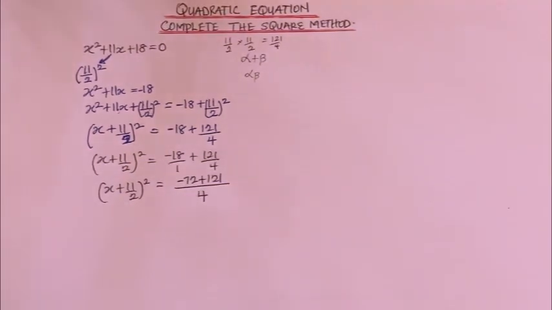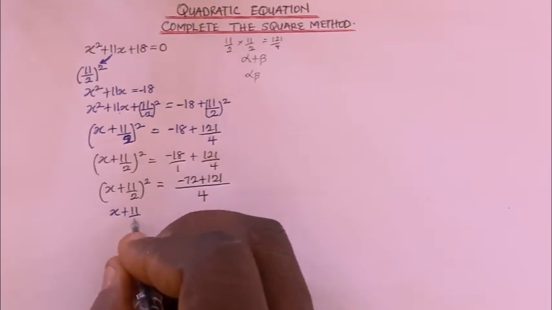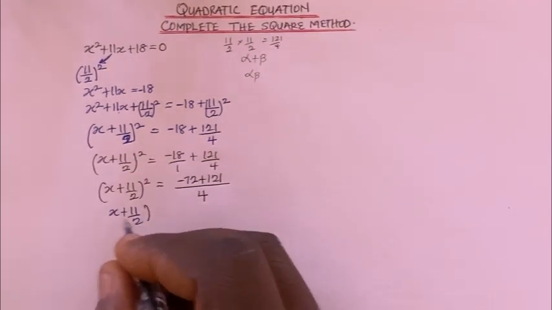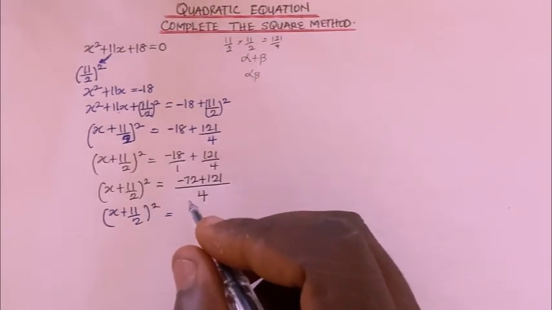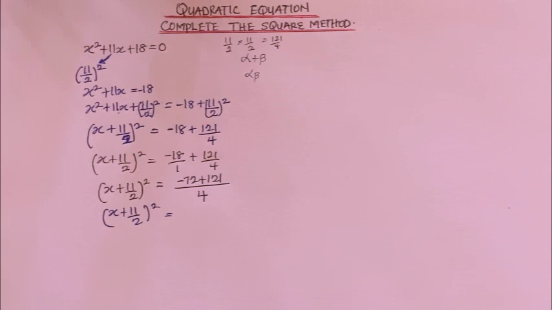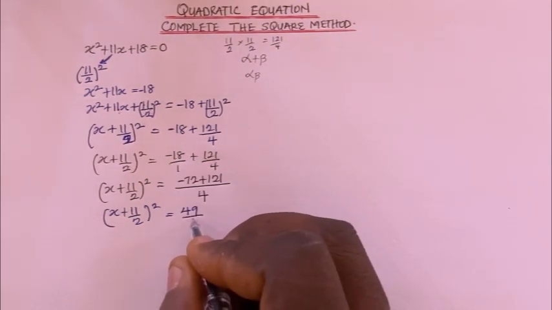Now let me just simplify this further. I'm going to have x plus 11 divided by 2 all squared equals minus 72 plus 121, that's going to give me 49. So here I'm going to have 49 divided by 4.